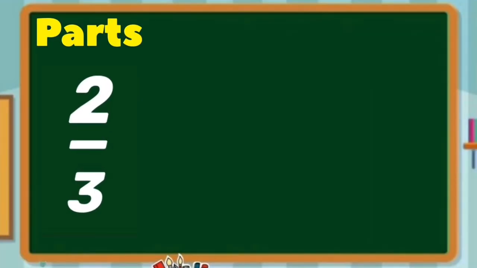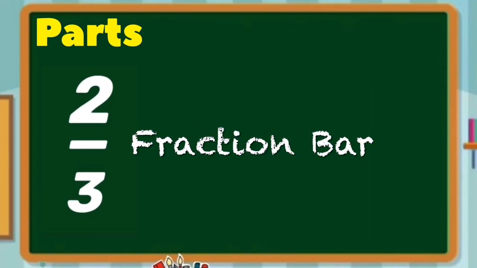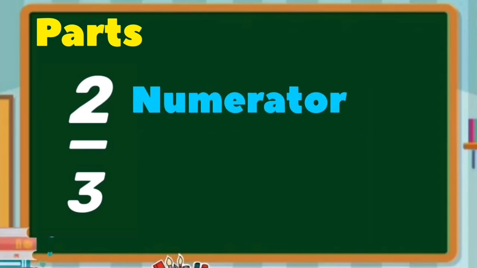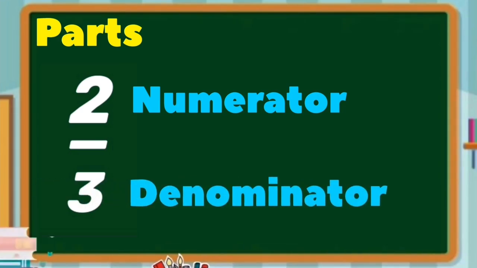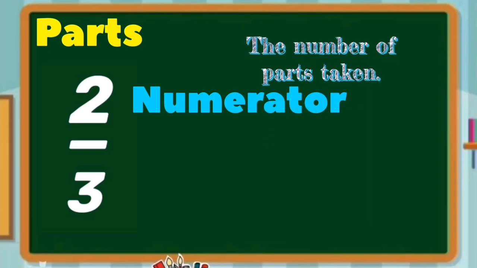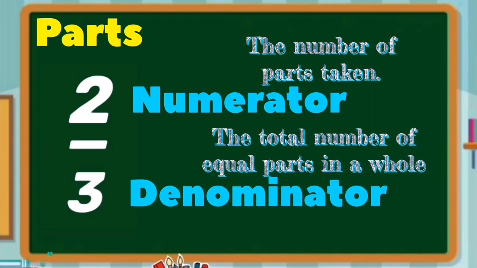The line that separates the two numbers is called the fraction bar. Above the fraction bar is the numerator, and below the fraction bar is called the denominator. Numerator is the number of parts taken, whereas denominator is the total number of equal parts in a whole.